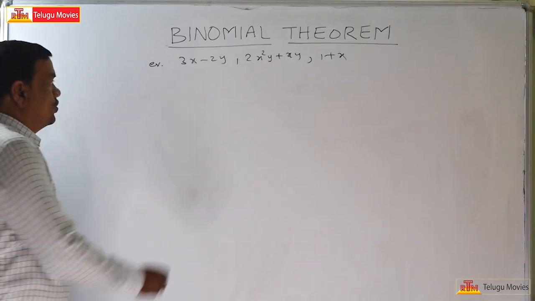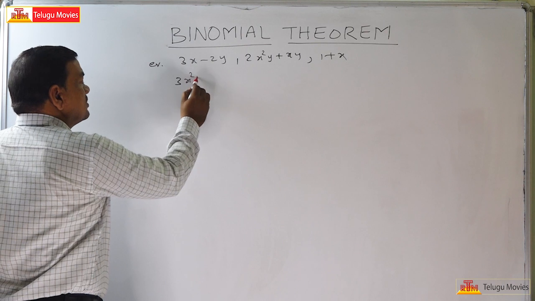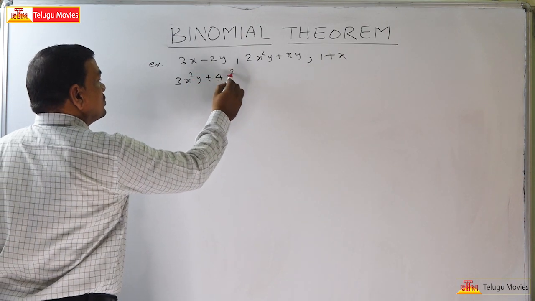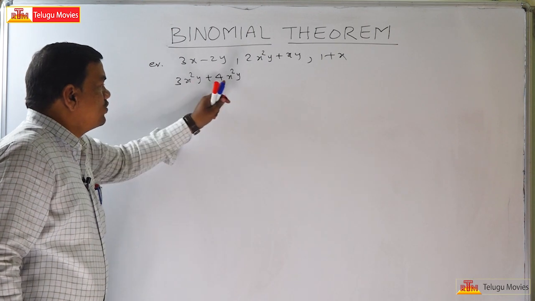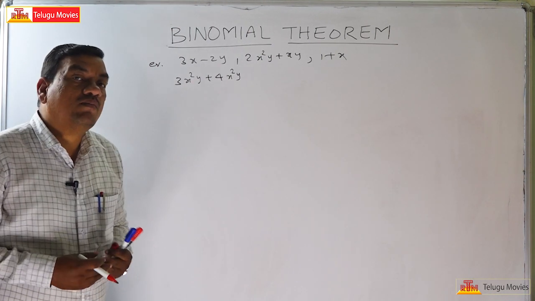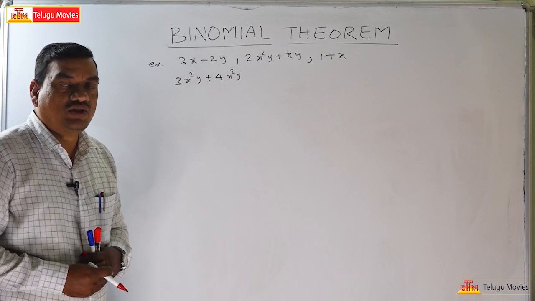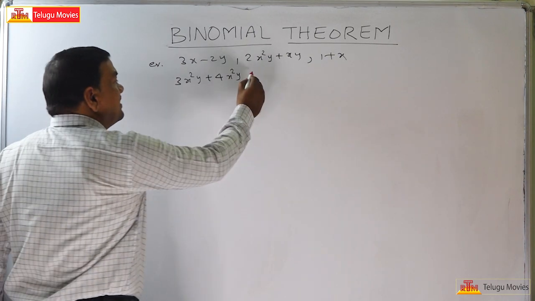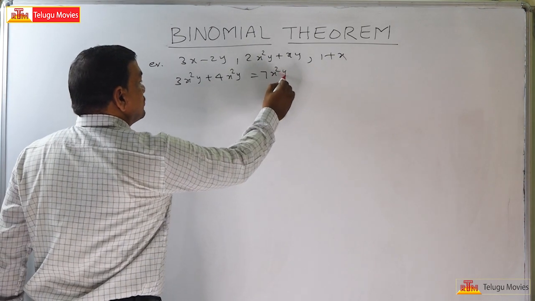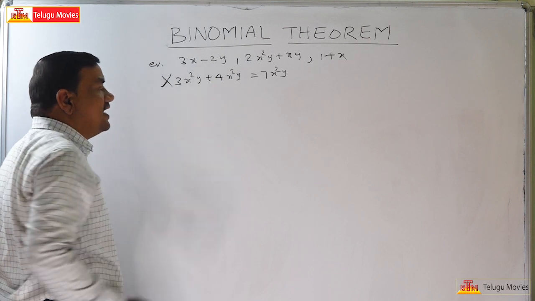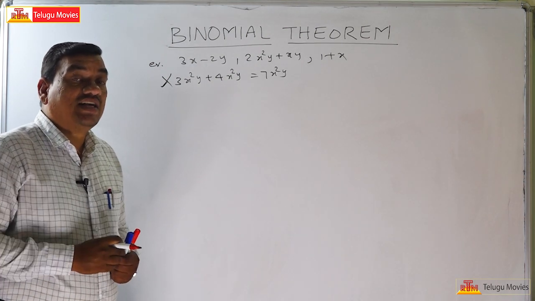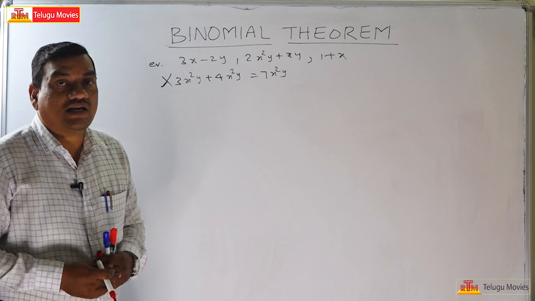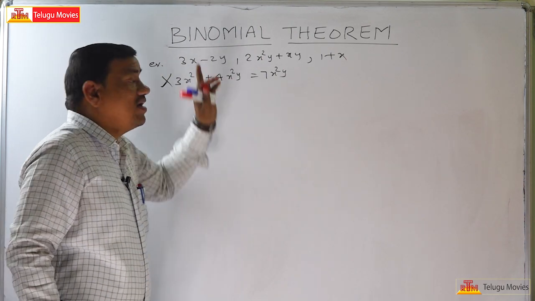Understand? If you see here 3x square y plus 4x square y, this cannot be a binomial. Why? Because 3x square y and 4x square y are both like terms. You can add them and write 7x square y. Therefore, this is not a binomial. So a binomial is an algebraic expression containing two unlike terms separated by either plus or minus.